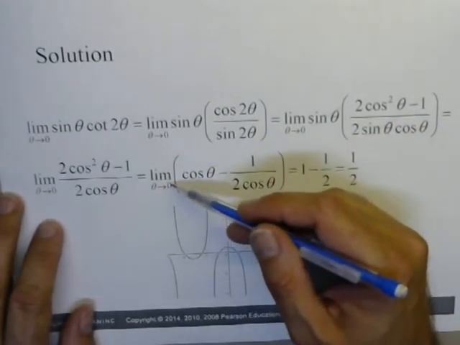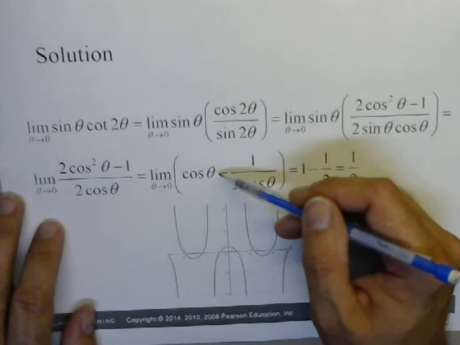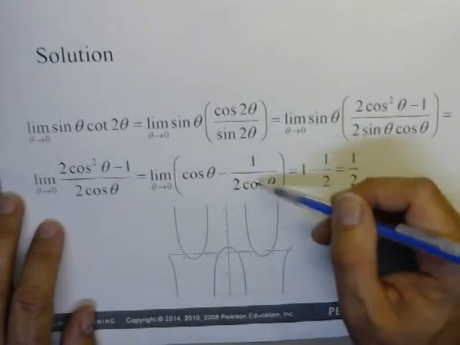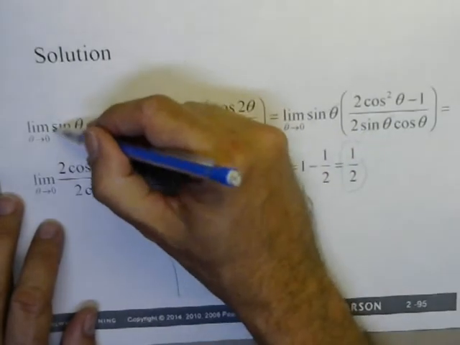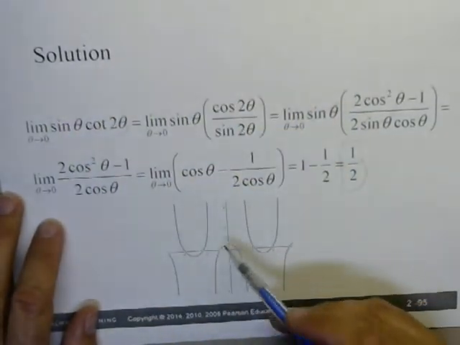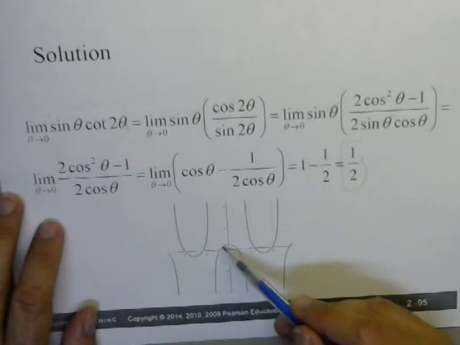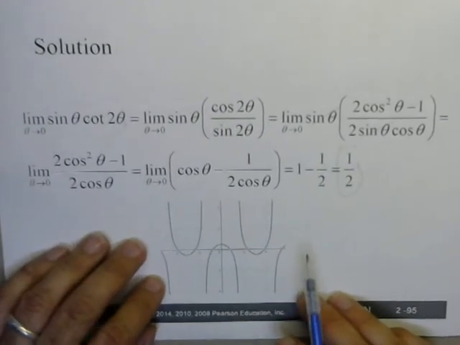So take the limit as theta approaches 0, right? Cosine of 0 is 1. This will be 1 over 2 times 1, so I'll get 1 minus 1/2, or a half. And if you were to actually graph this function, you would see that as theta approaches 0, if this is the theta axis, it does look like it's approaching height 1/2.